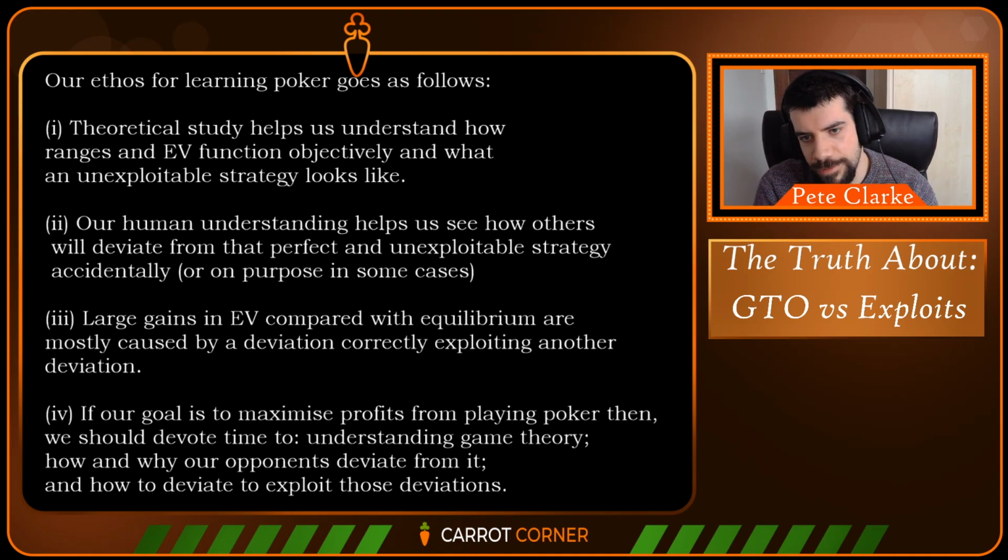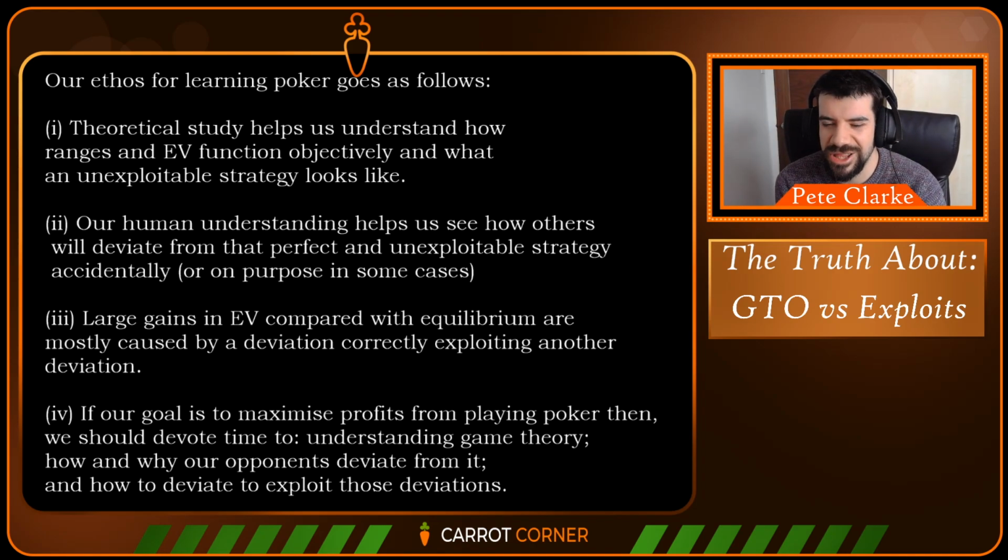So basically, point 1 is that theoretical study helps us understand how ranges and EV function objectively and what an unexploitable and good strategy looks like. Secondly, our human understanding is what helps us see how others will deviate from that output, usually accidentally, but in some cases on purpose as well.